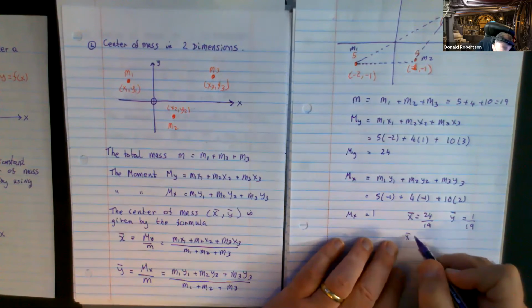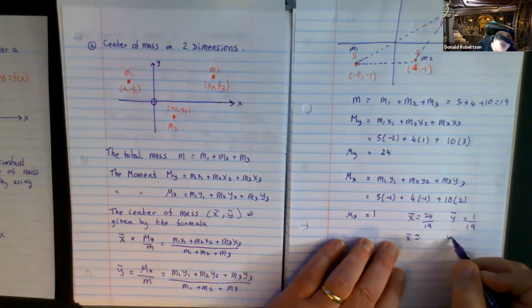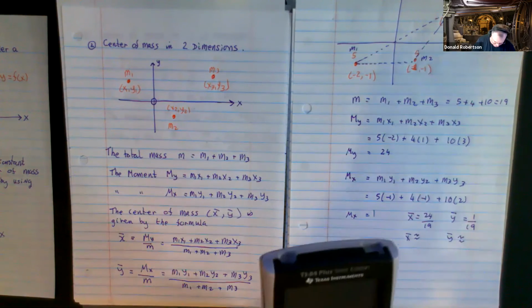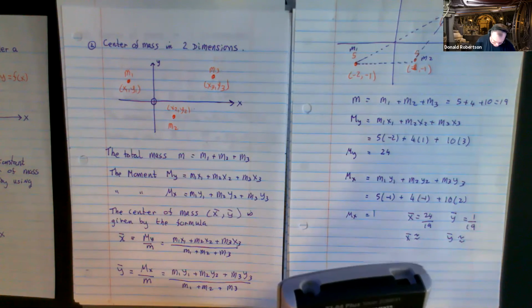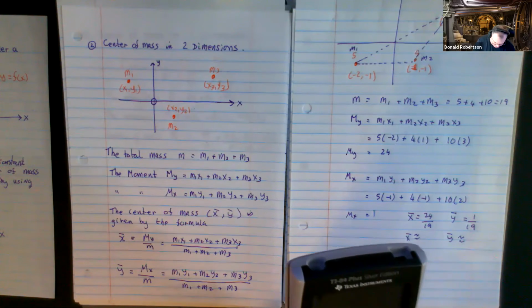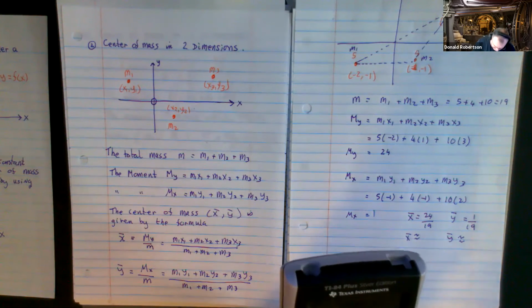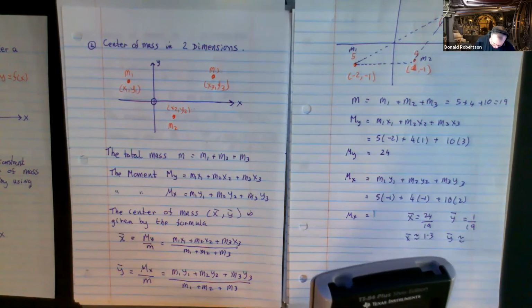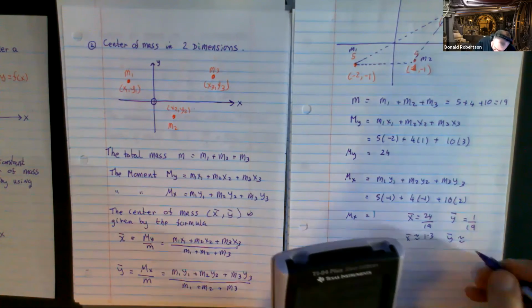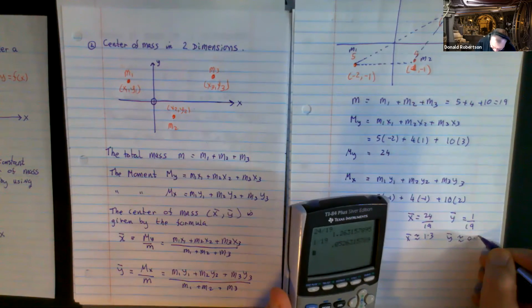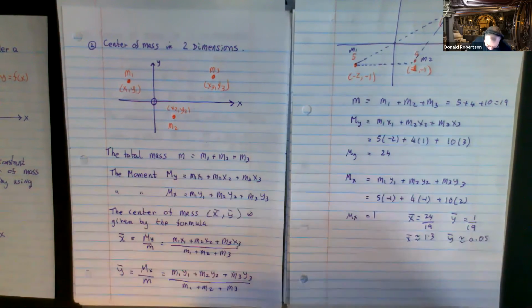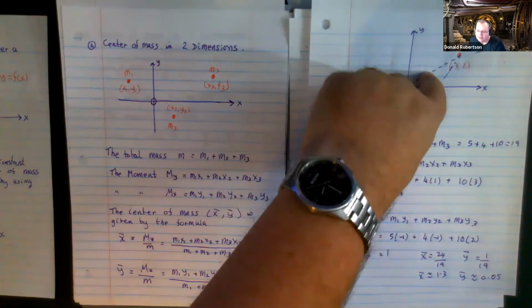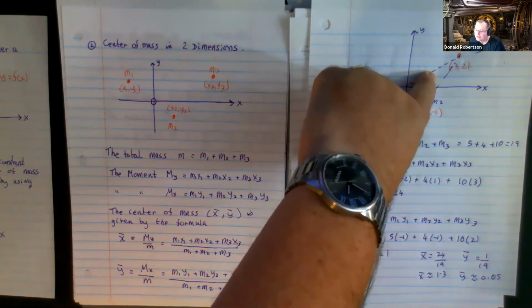And just so I can roughly guess where that is, 24 divided by 19 is about 1.3, and 1 divided by 19 is about 0.05. And I went and said somewhere about there, didn't I? Remember me vaguely pointing my finger?